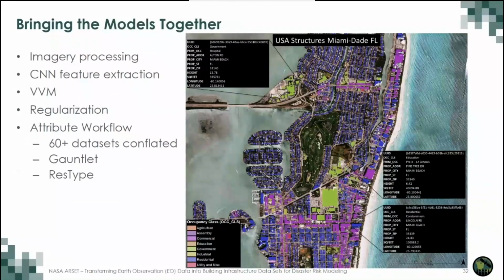So when we finally bring all of this workflow together and all of these models together, we end up with some output that looks like what you see on the right. This is an example of our USA structures data set for Miami-Dade, Florida. And you can see that they've been color-coded by their occupancy class.